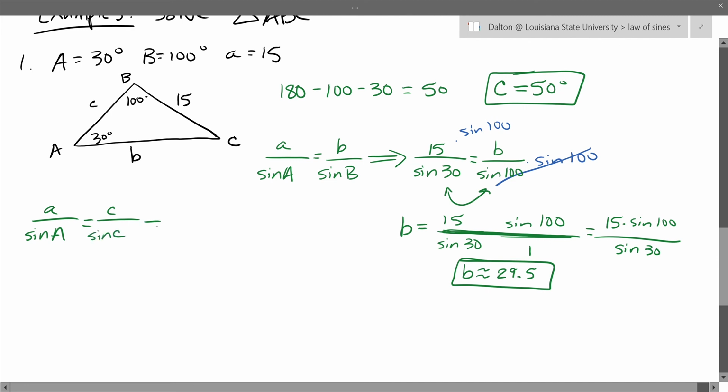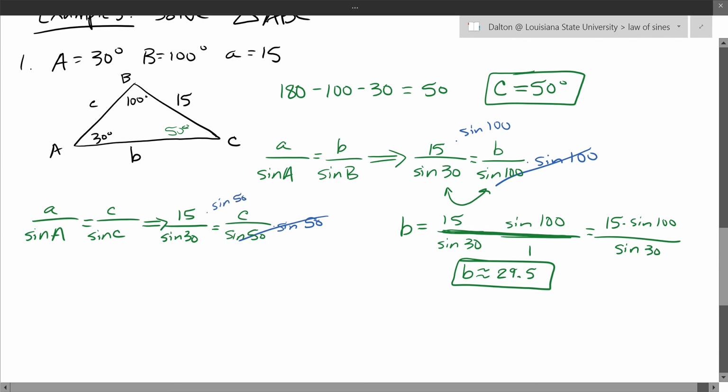So this implies, if I fill in my information again, I have 15 over the sine of 30 is equal to c over the sine of c, which we found earlier, remember, was 50 degrees. So technically this angle here is 50. Oh, I'm sorry, the side length though I still don't know, so it's going to be c over the sine of 50. Then I'm going to multiply both sides by the sine of 50, leaving me with c is equal to 15 times the sine of 50 over the sine of 30.